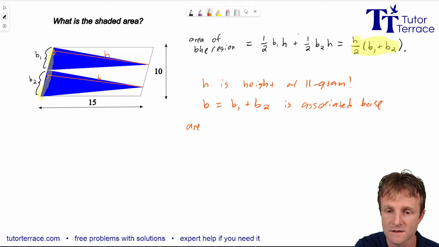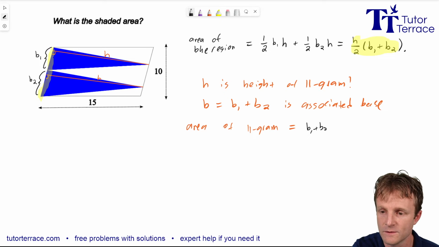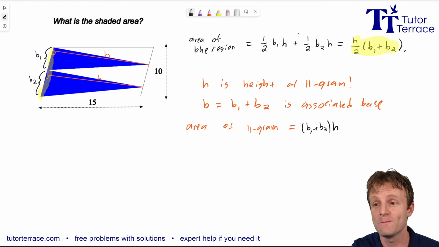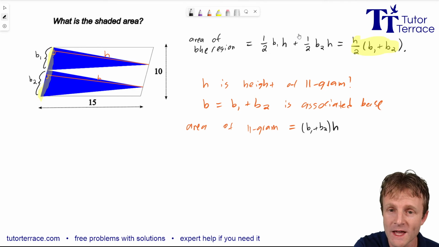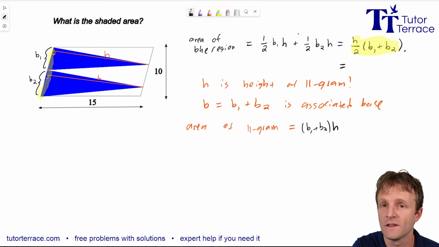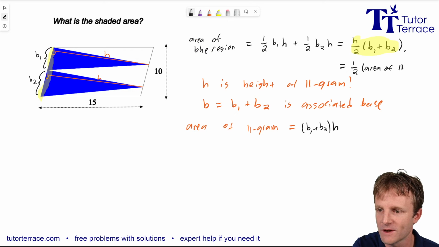So in fact, the area of the parallelogram is equal to b1 plus b2, the base, times the height, right? The area of a parallelogram is base times height. So what we have over here on the top is in fact just 1/2 the area of the parallelogram.